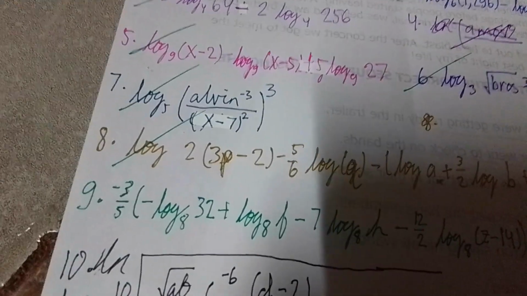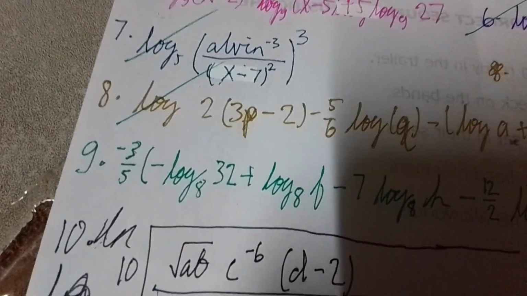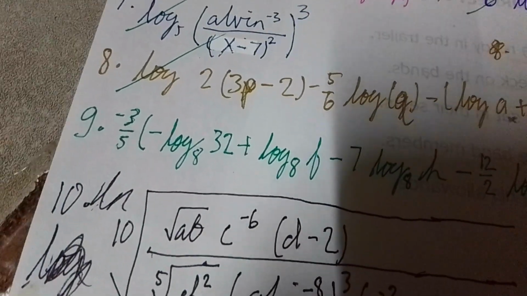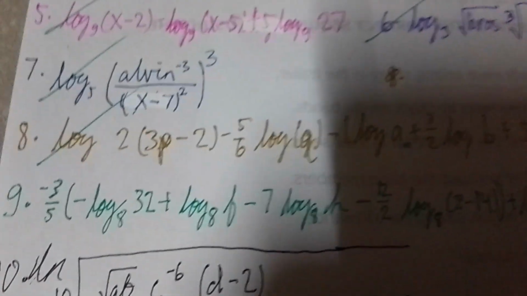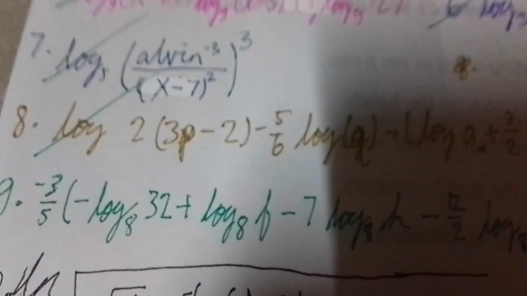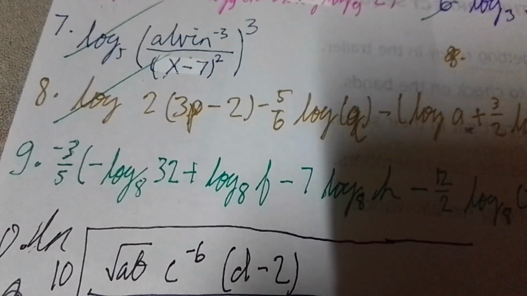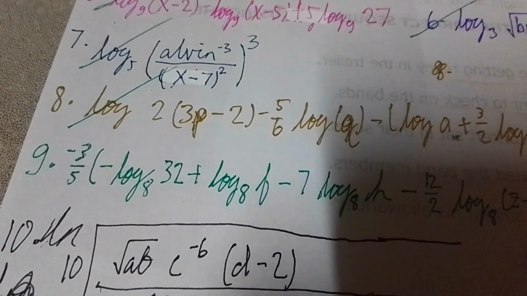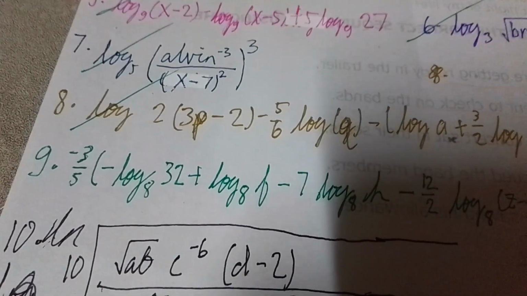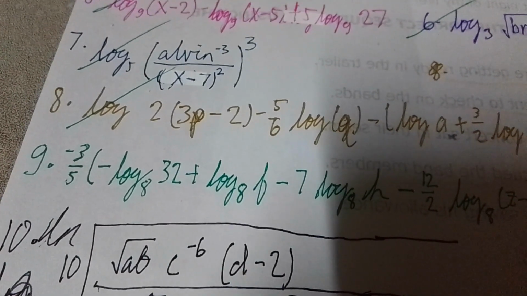So, negative 3/5 times negative, what is it? Times negative. So, therefore, you have 3/5 times log base 8 of 32. And then negative 3/5, remember there's no coefficient here, so it's just negative 3/5. Even though there's no coefficient specified for that log, it's just 1, so it's just itself. Negative 3/5 times log base 8 of f.